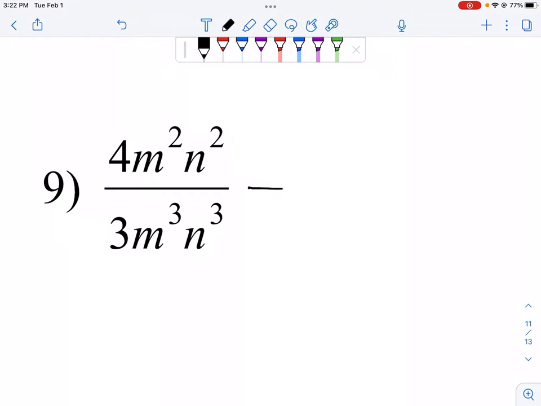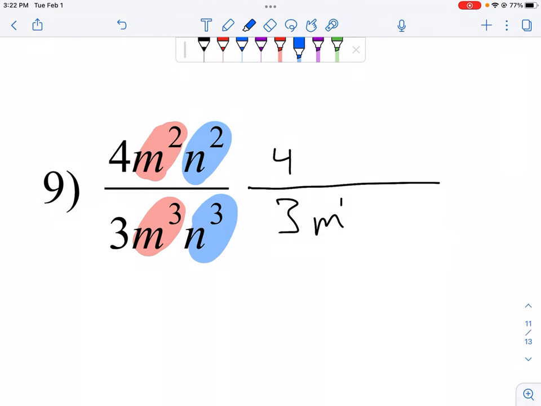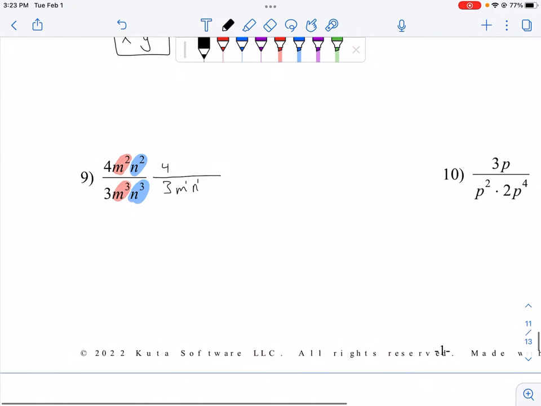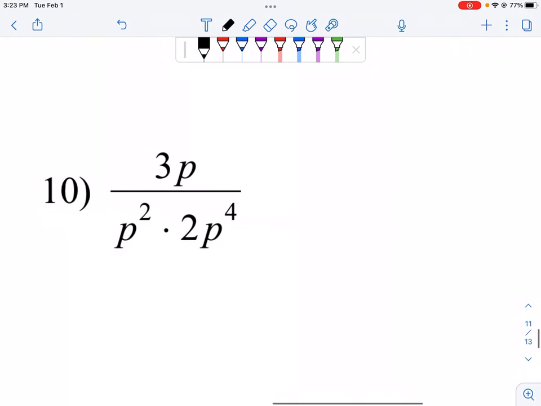On number 9, again, I'm looking, 4 and 3 do not reduce. And now I'm going to look here, m to the second, m to the third. I'm going to subtract 3 minus 2 makes 1, and it is in the denominator. And then I have 2 and 3, so 3 minus 2 makes 1, and that's also in the denominator. We write our variable back where we had more.